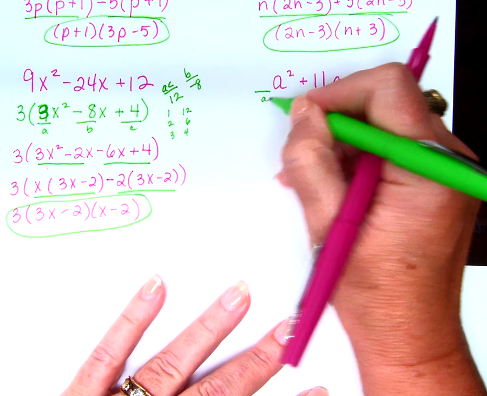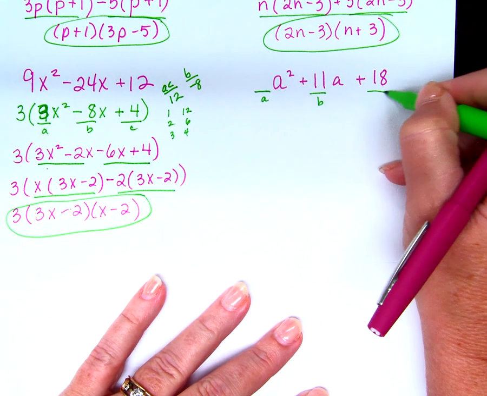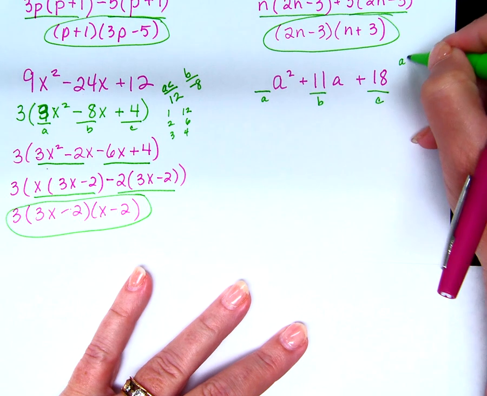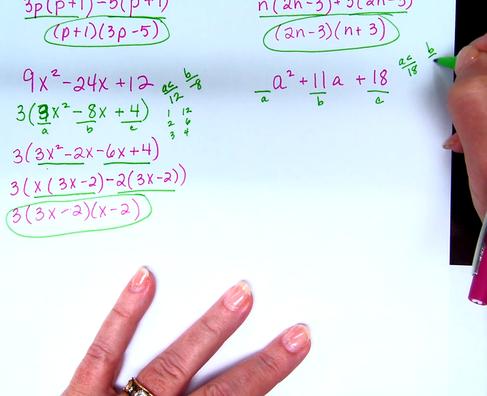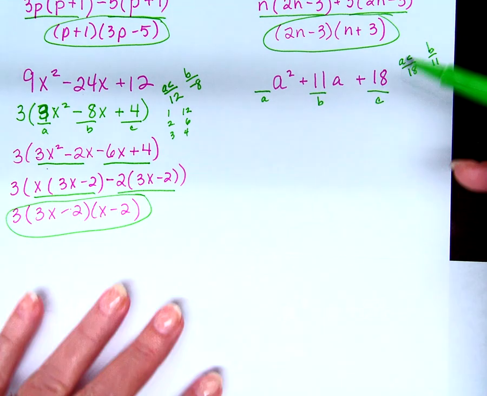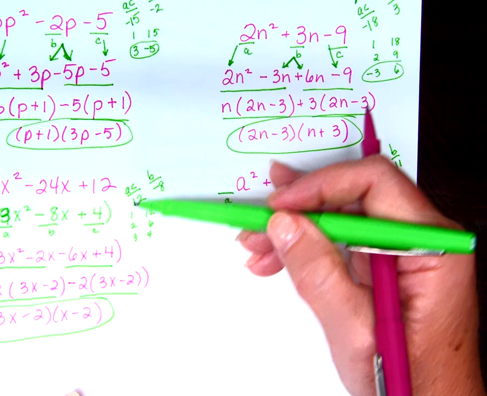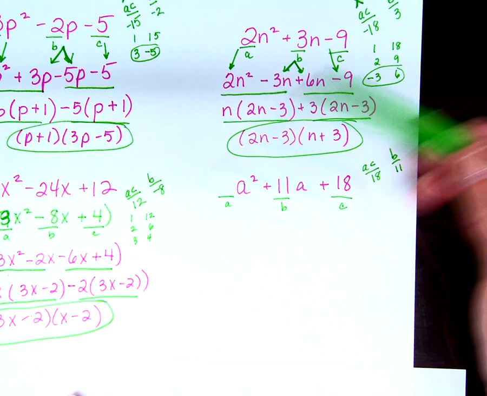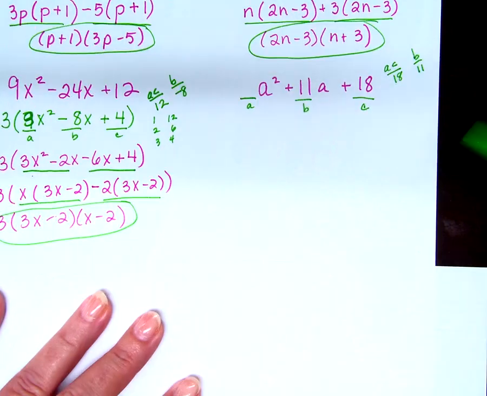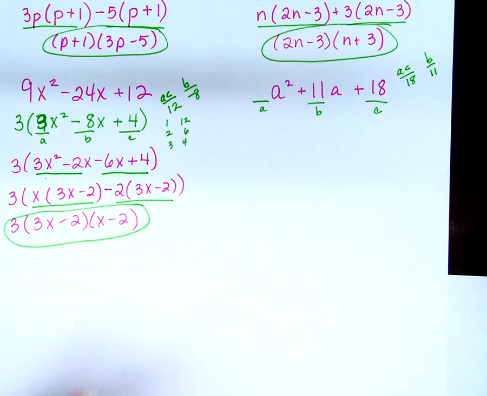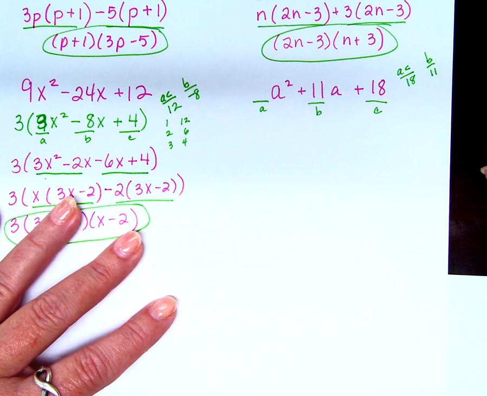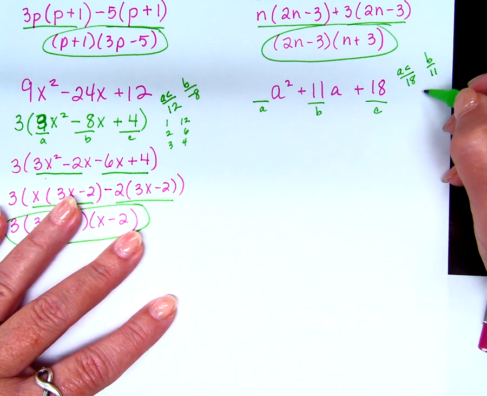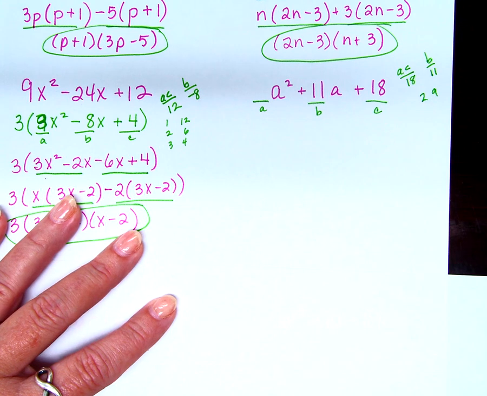A, B, C. In this problem, what is AC? 18. And what is B? 11. You know how on each of these problems I've made this little chart for you every time? Can we not do that and just do it in our head? Can we write it down if we want to? Absolutely, right? But are there times that you can think about in your head what two numbers multiply to be 18 and add to be 11? What are they? 2 and 9, right? 2 and 9.